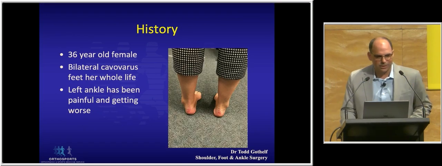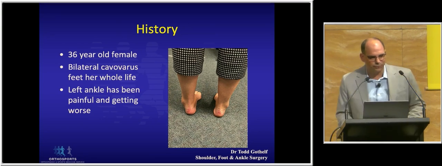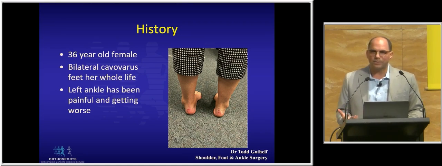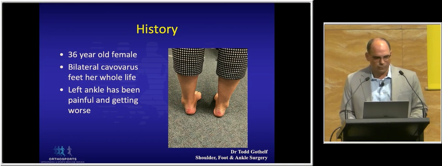In this one particular case, this is a 36-year-old female. She had bilateral cavovarus feet her whole life. The left ankle has been getting a little bit worse lately, and that's been giving her trouble.